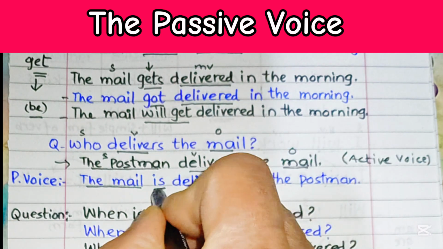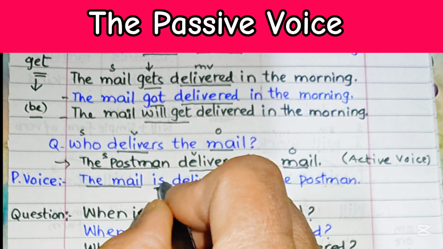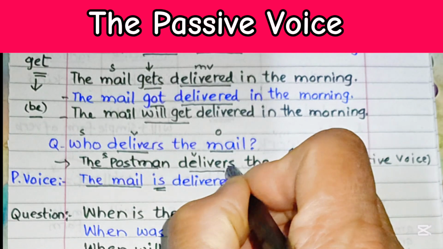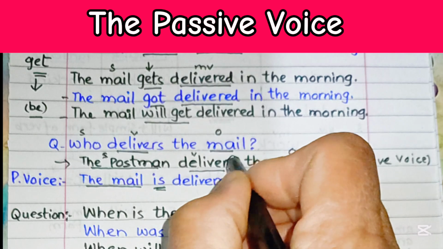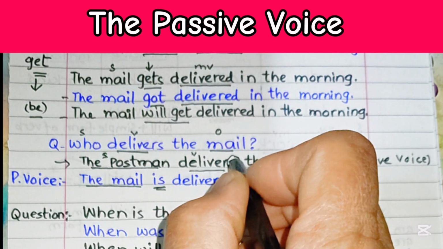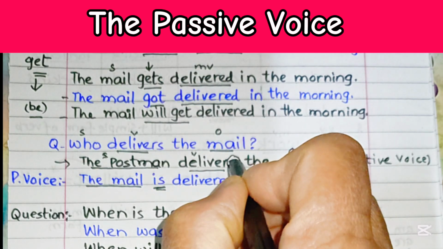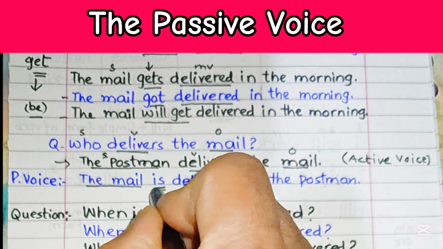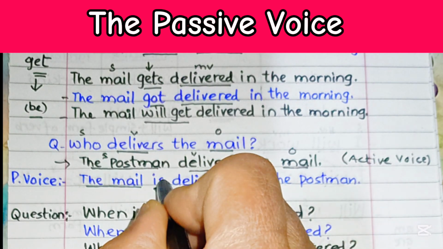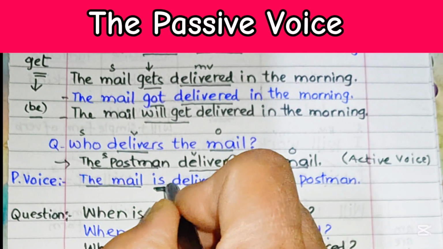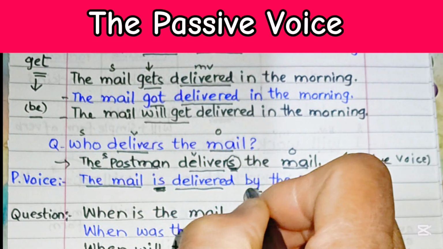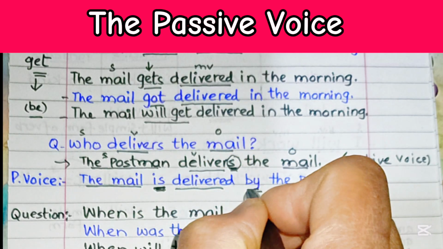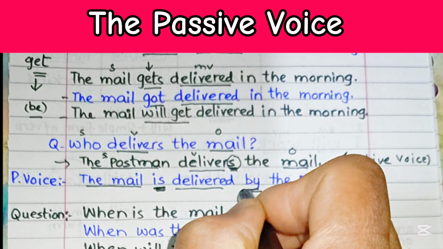So this is the present tense. Initially, the postman delivers the mail. This is the present tense over here. In the active voice, this is the present tense, and this is also in the present tense, but this is now in the passive voice. And after this, preposition by: is delivered by. This is the preposition that we have to use.